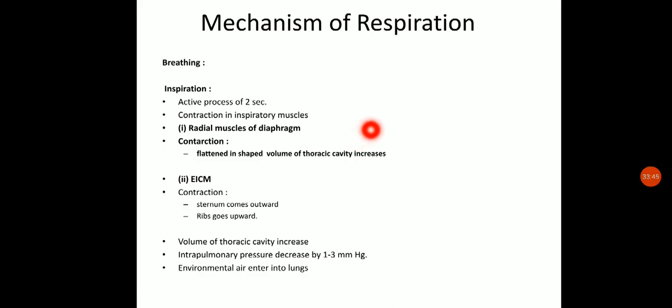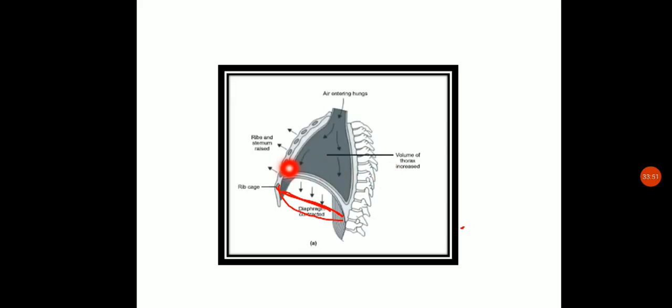So these are the two muscles which will get contracted. First, when the radial muscles of the diaphragm get contracted, what will happen? The diaphragm, which is basically dome in structure, will get flattened due to contraction.